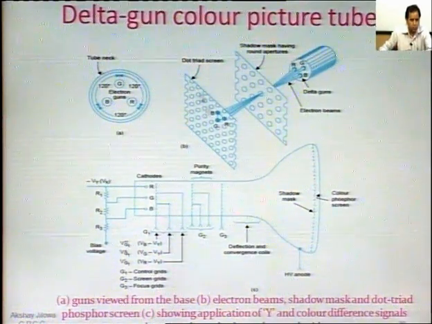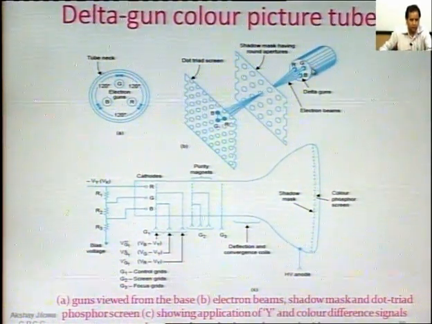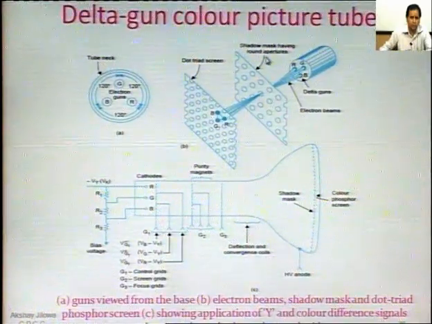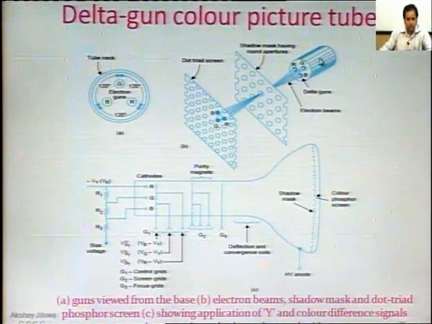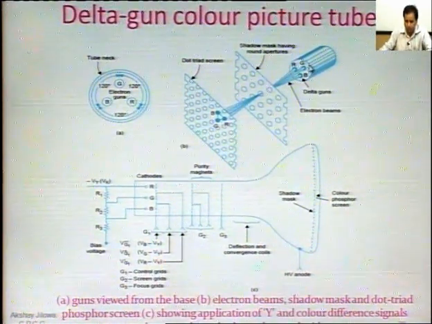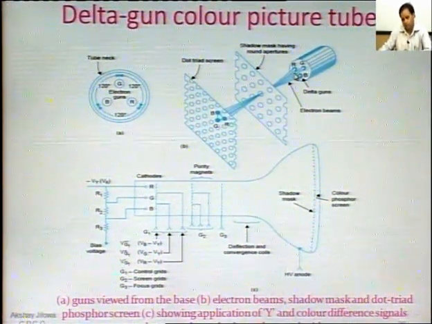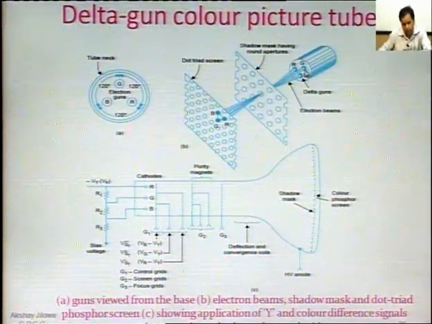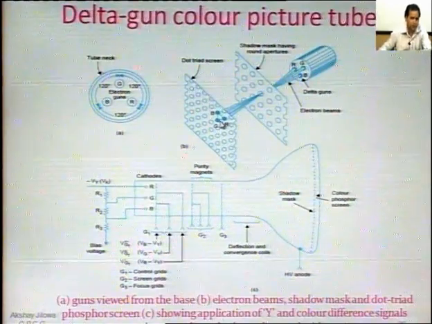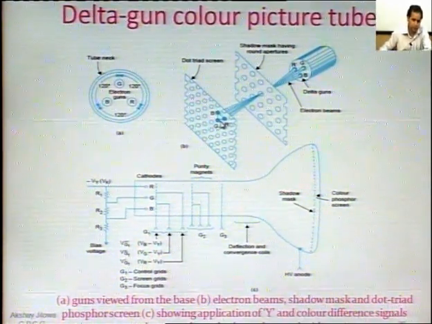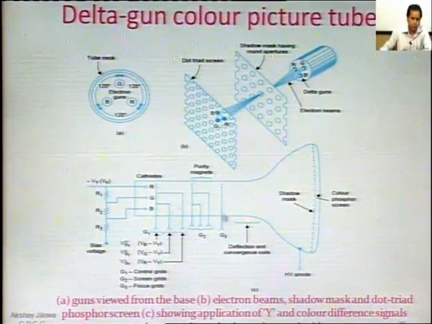In between the dotted triad screen and the electron gun is the shadow mask, which has round apertures. So these three electron beams generated from the electron gun pass through this shadow mask and strike the respective phosphorus coating.